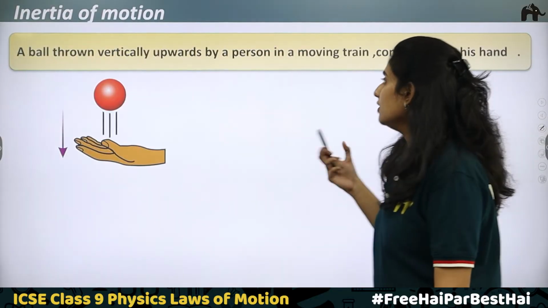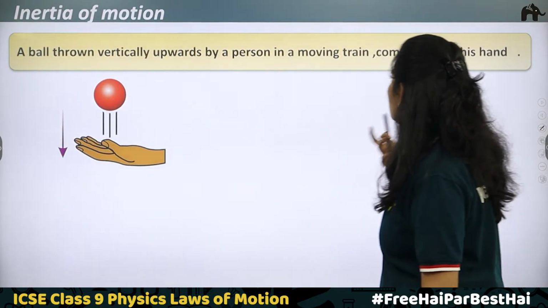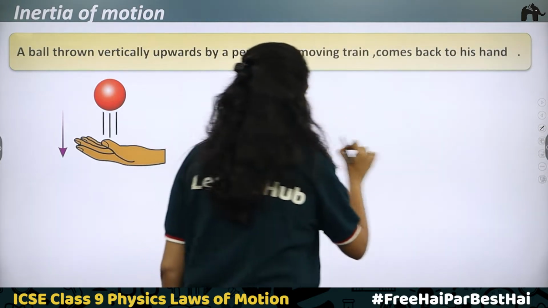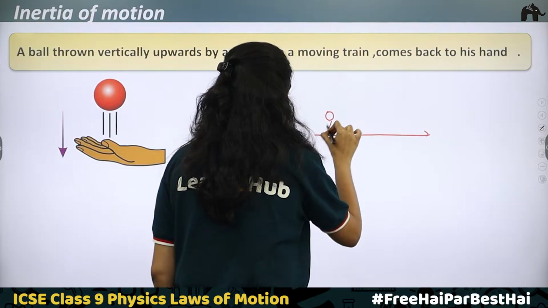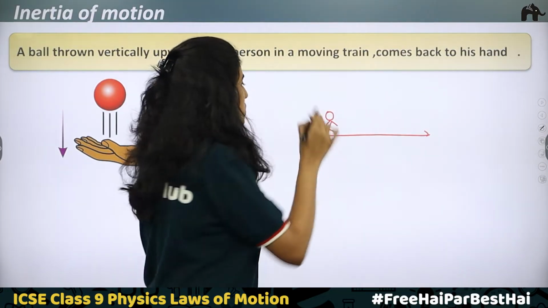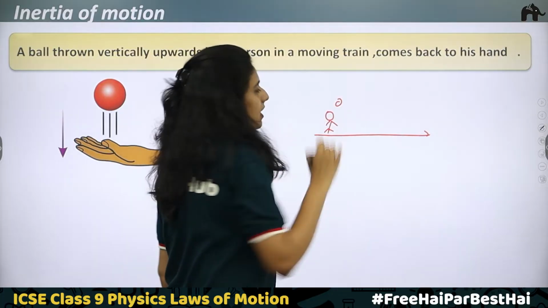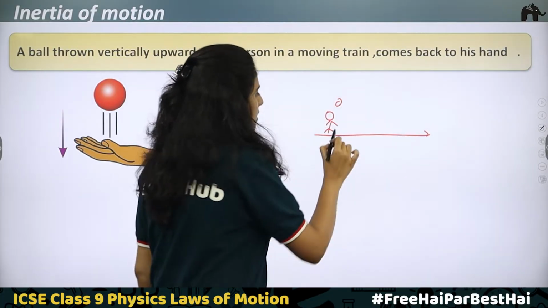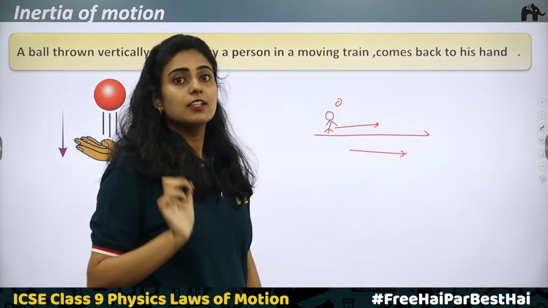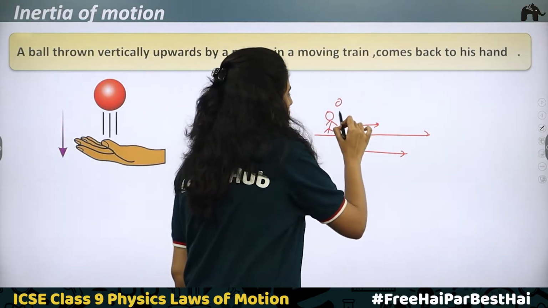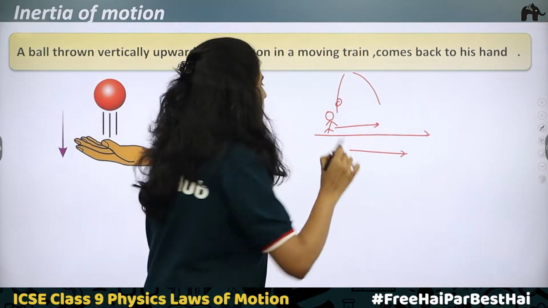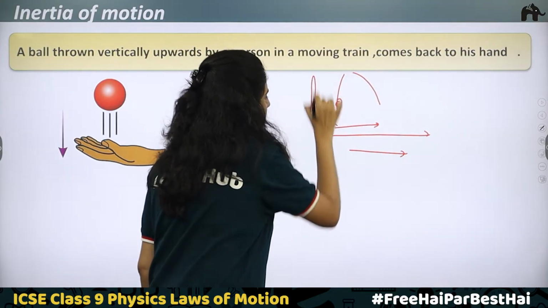A ball thrown vertically upwards by a person in a moving train comes back to his hand. So a train is moving. There is a person inside the moving train. He is having a ball with him and he is throwing the ball up. Okay. Now what happens? The train is moving. The person is moving. What about the ball? The ball will also continue to move. So it will be going up and coming down. But do you think that the ball will fall here?